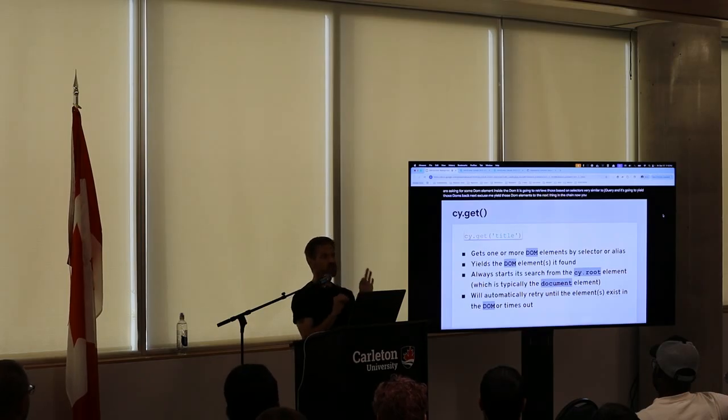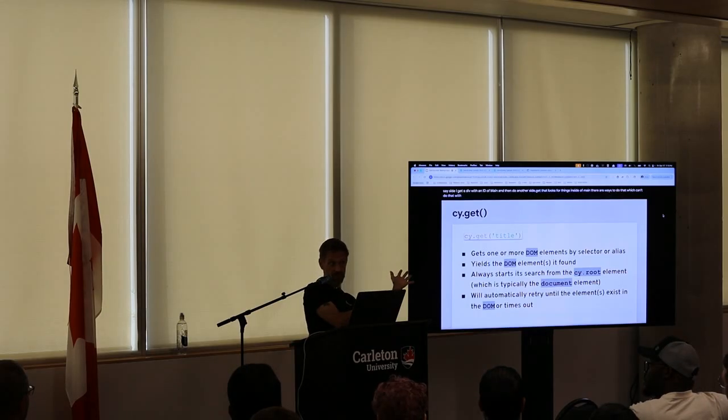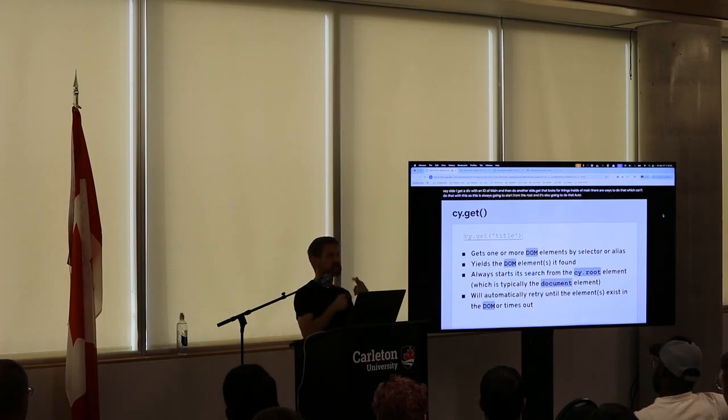Now, you can't do chained cy.gets. That's important. So it's always going to search for those DOM elements from the cy.root, which almost always is also the document root. So I can't say cy.get a div with an ID of main and then do another cy.get that looks for things inside of main. There are ways to do that, but you can't do that with this. So this is always going to start from the root. And it's also going to do that auto wait. It's going to continuously try to get this DOM element until it either exists or it times out.